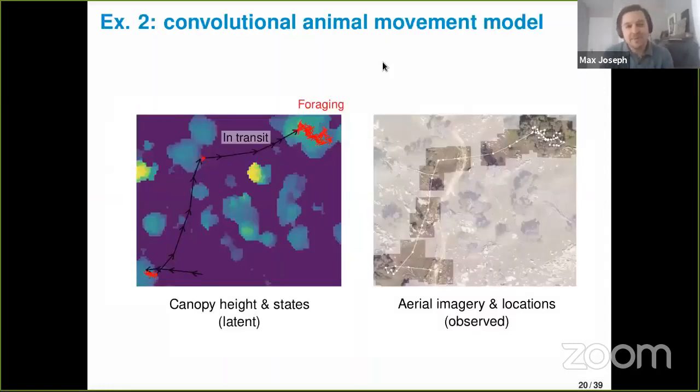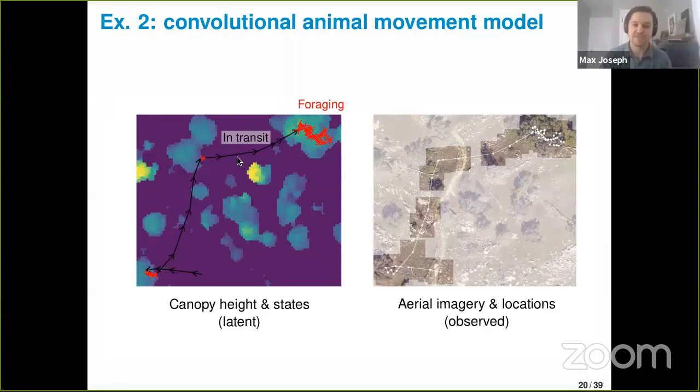As a second example, and this is a little bit more proof of concept and probably doesn't belong in the JSDM session, but I'll do it anyway. Let's think about a convolutional animal movement model. So this is a simulated example. On the left, I'm showing a canopy height model. Yellow is the top of a tree and dark blue is the ground. And I've simulated a movement trajectory for some critter through this landscape.